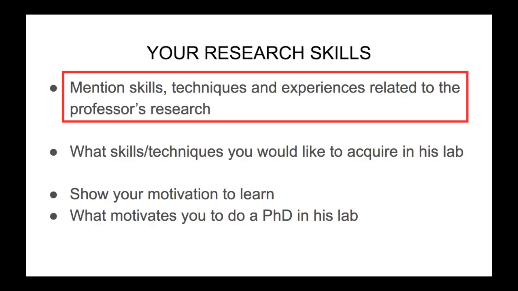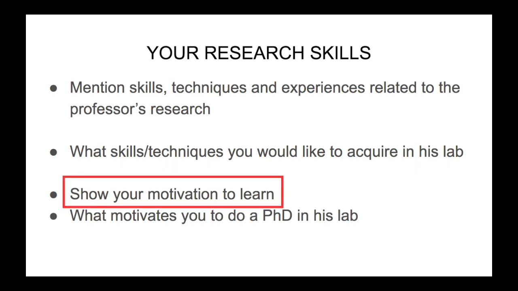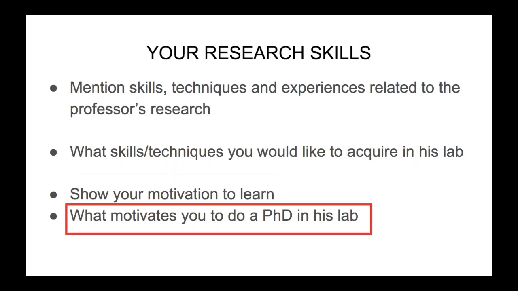In the next paragraph, you should write about your research skills. Here you should mention skills, techniques, and experiences that are related to the professor's research. If you don't have many skills and experiences, you can also write what you would like to learn in his lab. What are the skills and techniques that you want to acquire in his lab? You should also write what motivates you to do your PhD in his lab.